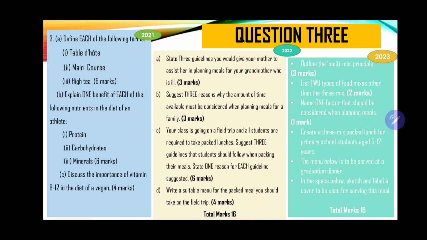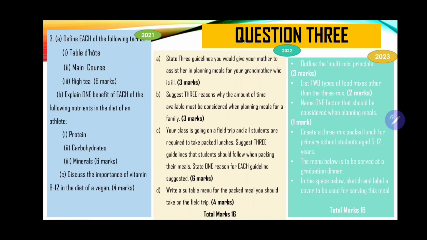Now part B says, state 3 reasons why the amount of time available must be considered when planning meals for a family. Good. C of 2022: your class is going on a field trip and all students are required to take packed lunches. Suggest 3 guidelines that students should follow when packing their meals. State 1 reason why each guideline was suggested, and that question is worth 6 marks.